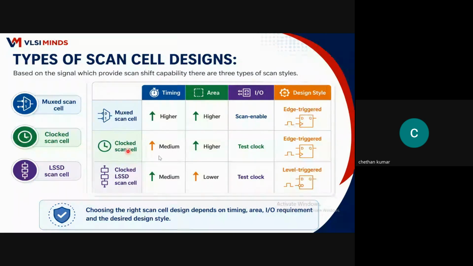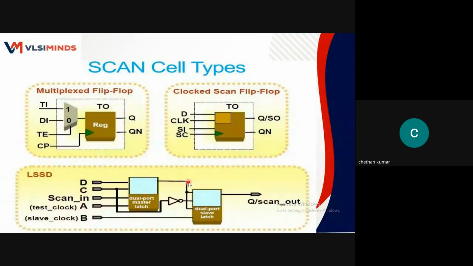The clocked cell, I will explain in depth in the next session, is based on clocks. It requires two clocks, one for the scan data and one for the normal functional data. Because of that, one disadvantage is that we may not be able to meet the timing. LSSD is level sensitive scan design, which is level triggered and made up of latches. Because of these advantages and disadvantages, we go with the multiplexed flip-flop.